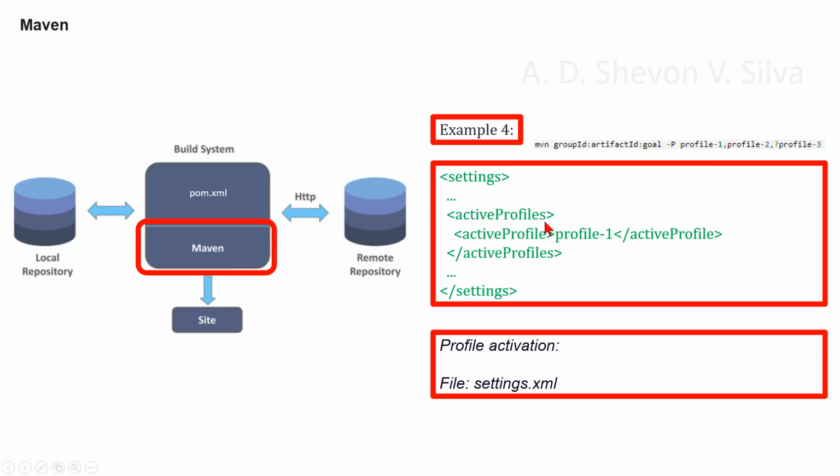From Maven 4 onward, Maven will refuse to activate or deactivate a profile that cannot be resolved. To prevent this, prefix the profile identifier with a question mark, marking it as optional. Here you can see the command.